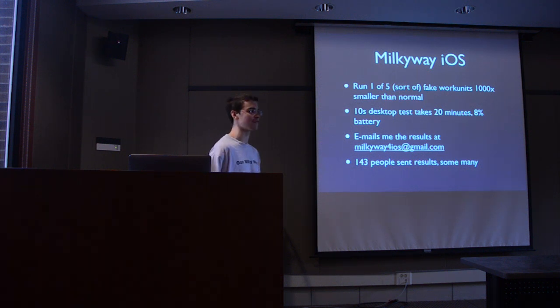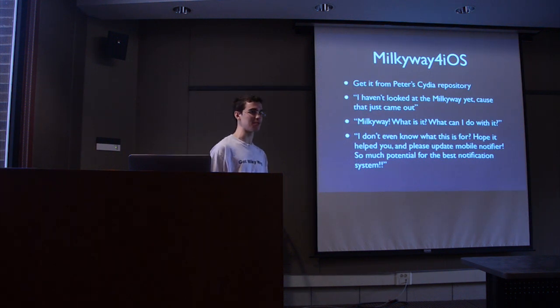It picks one of 5 random work units that I put on the internet special for it, and it downloads them. They're 1,000 times smaller than normal, but they take about 10 seconds to run on my desktop. They take about 20 minutes on my iPhone 3G and use 8% of the battery. It then takes the results and puts them in the body of an email to milkywayforios@gmail.com, where you can send me the results, because the BOINC libraries don't work. So far, 143 people have sent me results. Some people have sent many. One person sent about 10, I think. I'm still getting some.